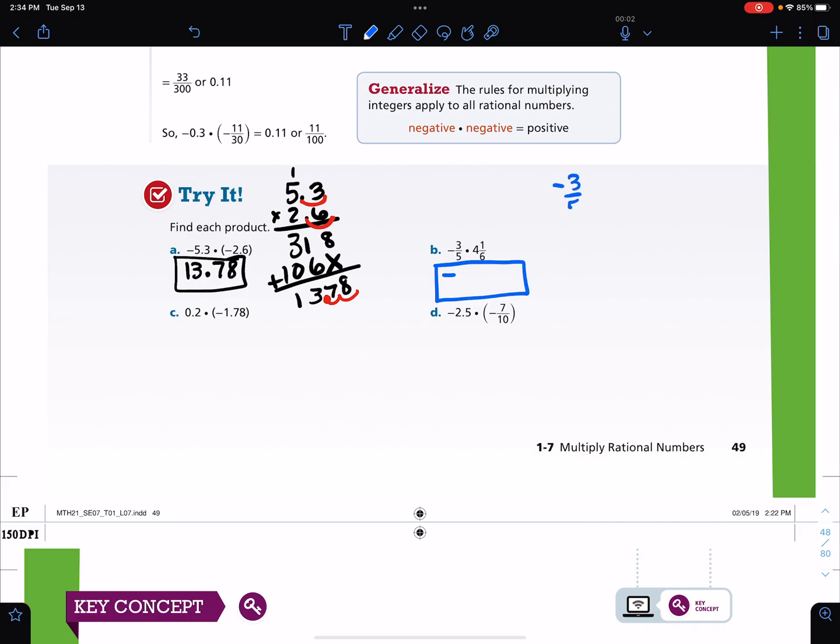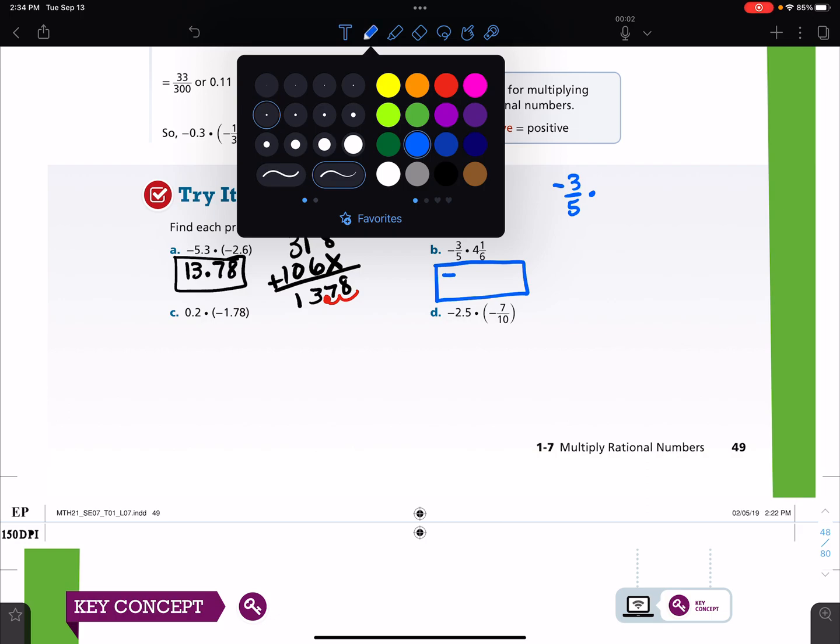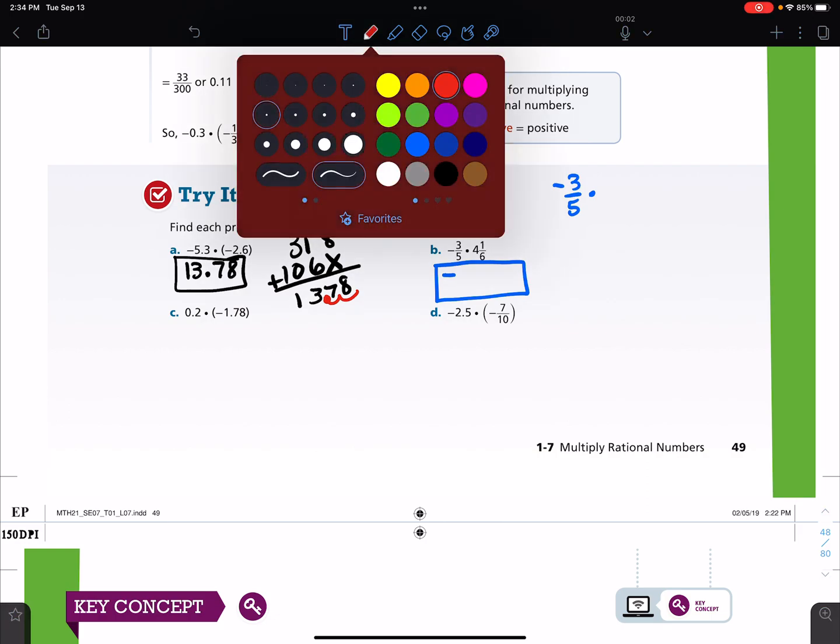Negative 3/5 times 4 1/6. Now, if you're a student that can't do the conversion that's necessary, I can't multiply that like it is. I have to make it an improper fraction. So that takes this work. Let me go and get red.